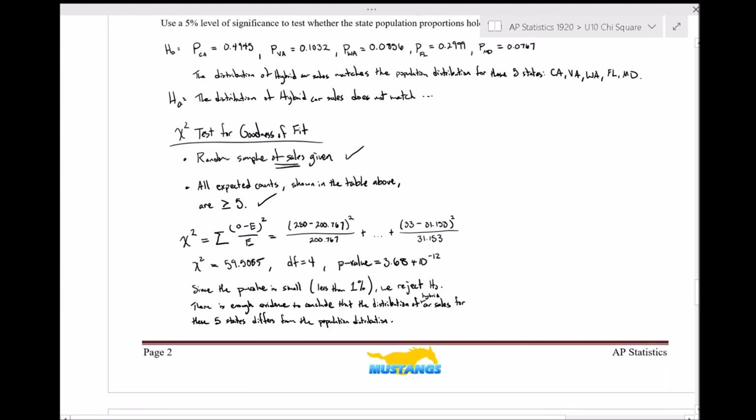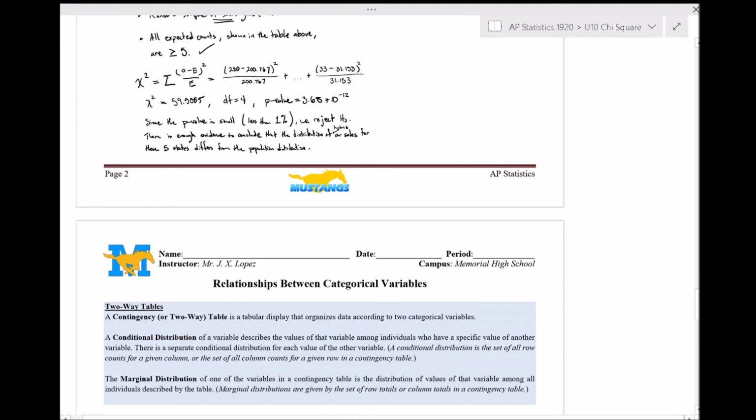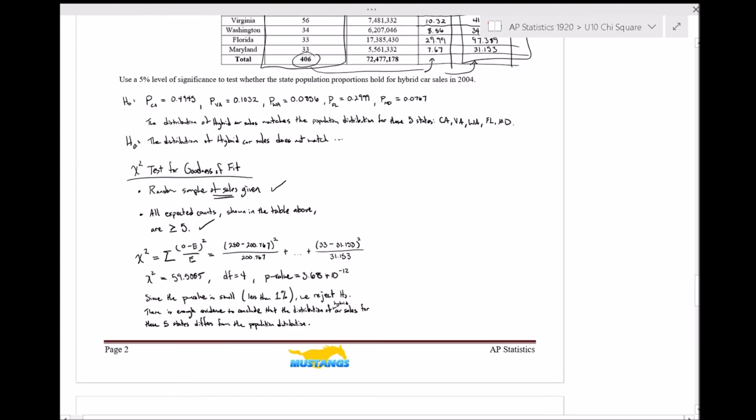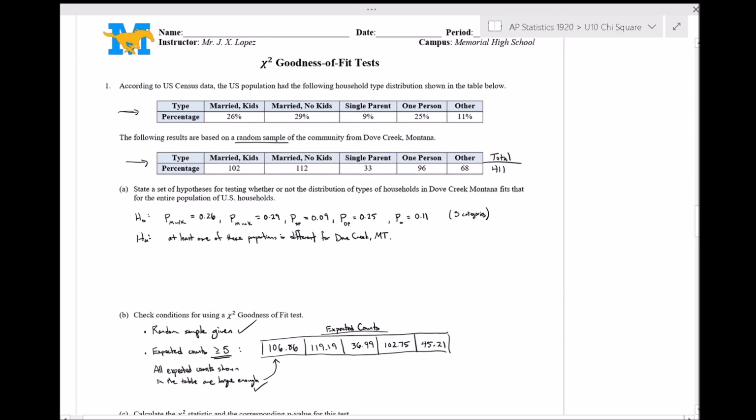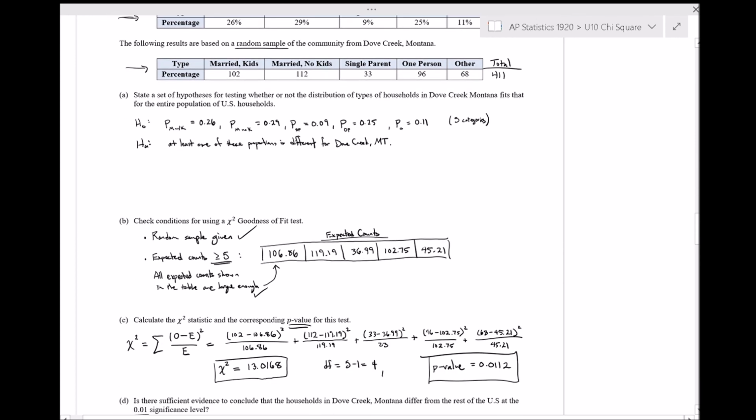So I'm going to go ahead and stop here for that particular problem. That's it for problem number 2. And number 2 is the last one on here. So that's it for chi-square goodness of fit tests. We'll move on to the next handout, and that'll be in the next video.